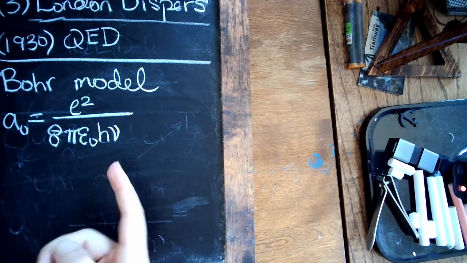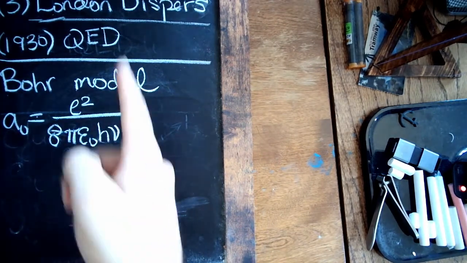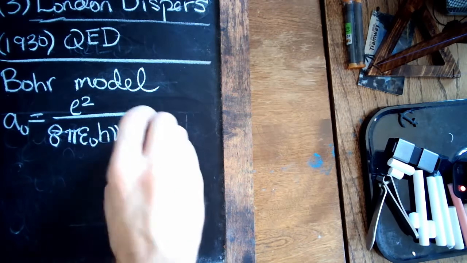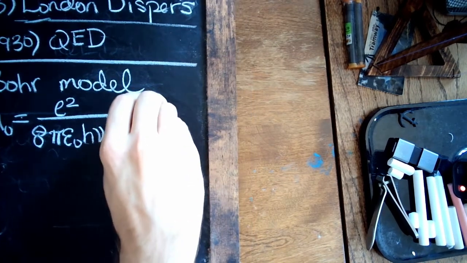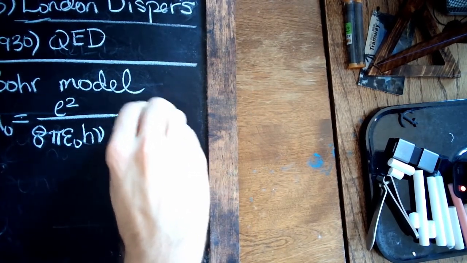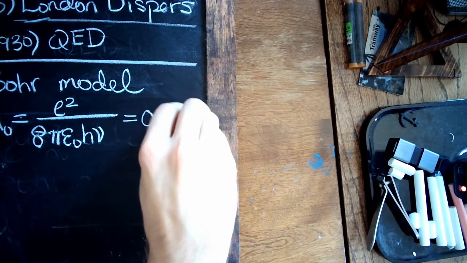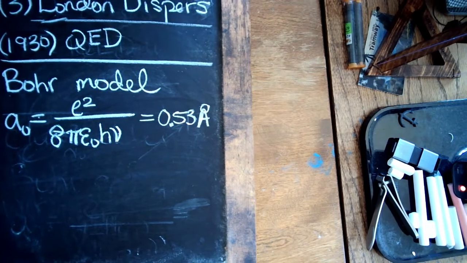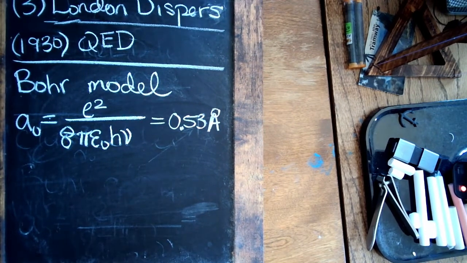It comes from relating the Coulomb energy to the kinetic energy of the electron, and it works out like this. h nu is going to be the energy of the electron, and e squared over 4 pi epsilon 0 we should recognize from our previous Coulomb energy. Now this happens to have a numerical value of about 0.53 angstrom, which is 10 to the minus 10 meter. And that's pretty accurate to what the radius of the hydrogen atom is, for example. So there's some merit to this theory.